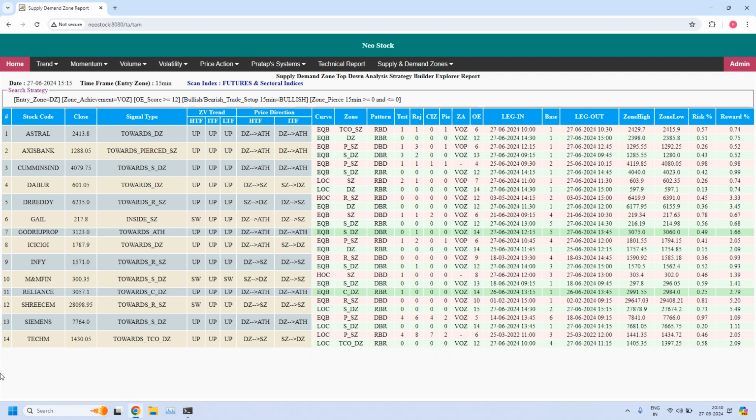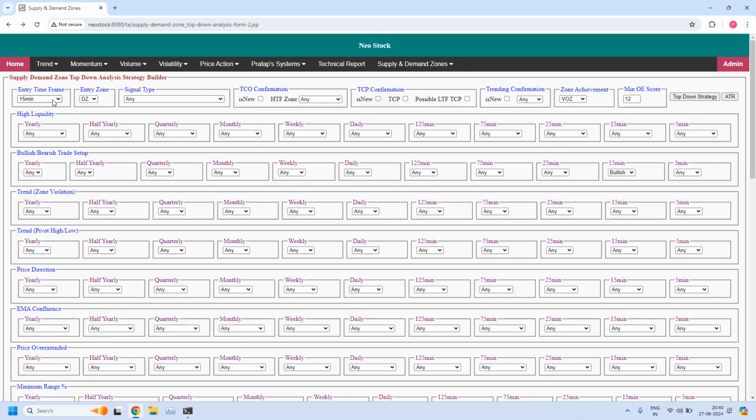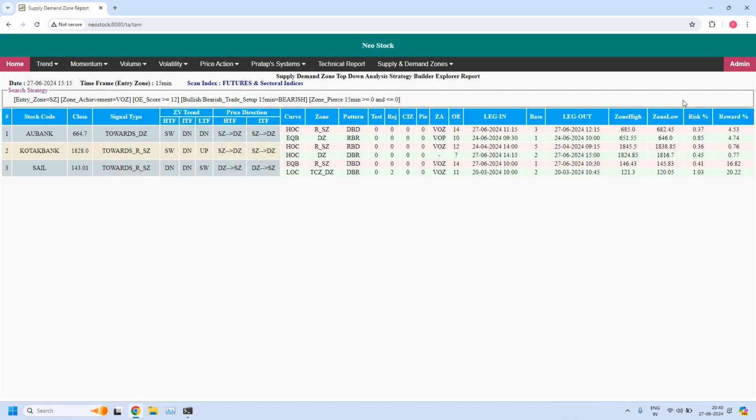Now let us generate a bearish trade setup for daily income trade. I am going back. Entry time frame is 15 minutes. For bearish trade setup, entry zone is supply zone, and in bullish or bearish trade setup, 15 minutes time frame, I am changing the value to bearish. With the 3 filters, we are generating the report, and 3 stocks are currently supporting bearish trade setup for daily income trade. So this is about the bullish and bearish trade setup for monthly, weekly and daily income trade.